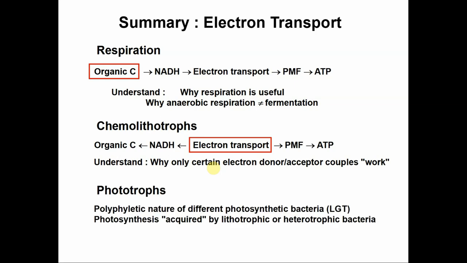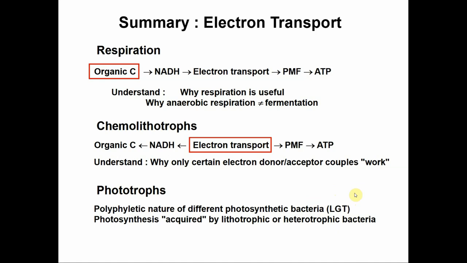Okay, and finally, phototrophs. What you need to remember is the polyphyletic nature of the different photosynthetic bacteria, which means that these different groups of photosynthetic bacteria have acquired the machinery necessary for harvesting light and using it to generate metabolic energy by lateral gene transfer. They have not acquired these photosynthetic systems by inheritance from a common ancestor.